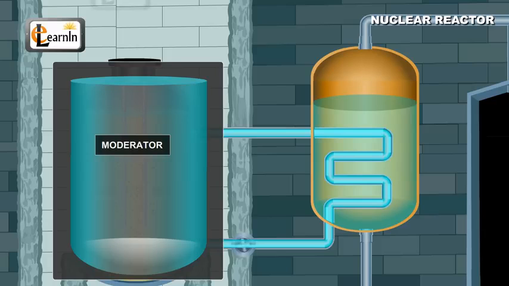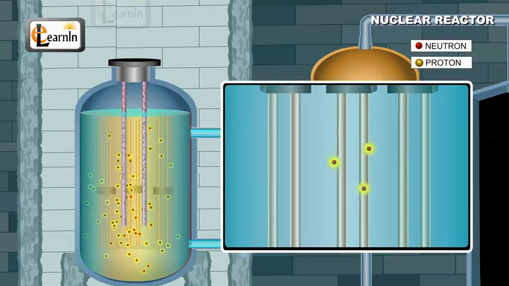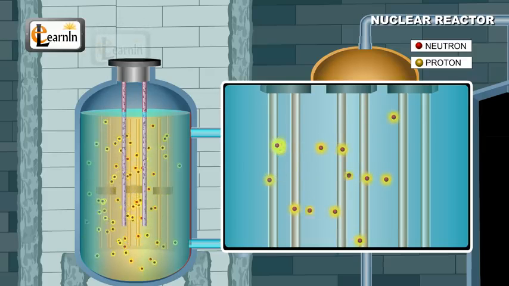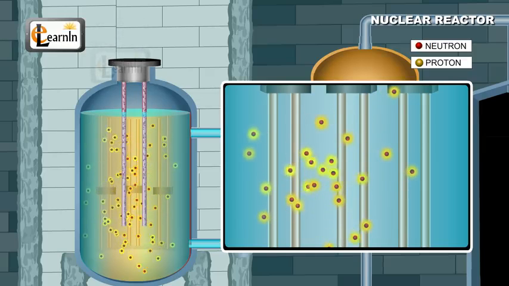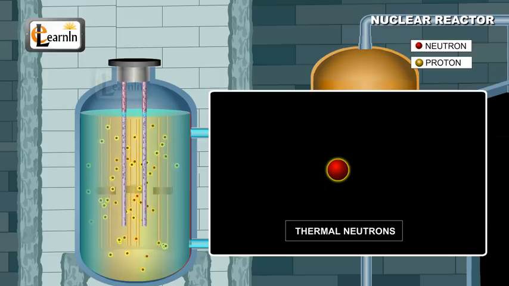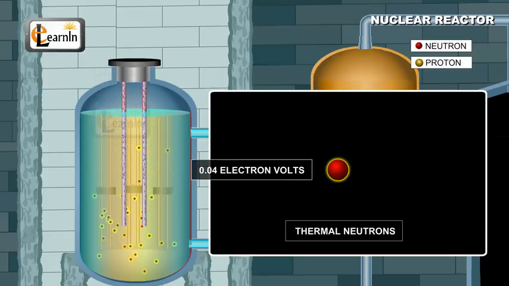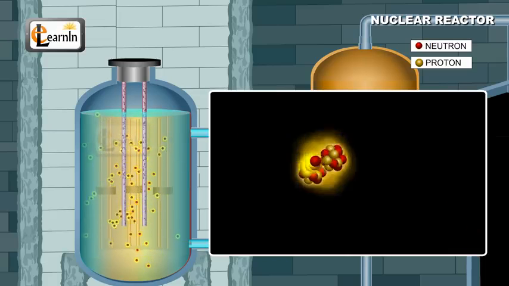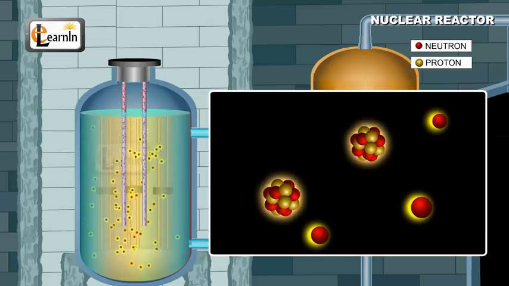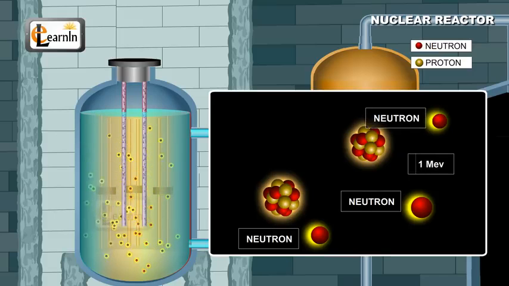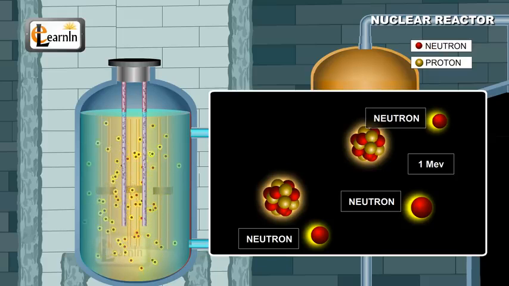The objective of a moderator is to slow down the high-energy neutrons in a nuclear reactor, which are produced during the nuclear fission process by the fuel elements. Thermal neutrons, which are the neutrons with energy of about 0.04 electron volts, are capable of producing fission reaction with uranium-235. During the fission reaction process, new neutrons are given out, which have energies of about 1 MeV. This is 1 mega electron volt.